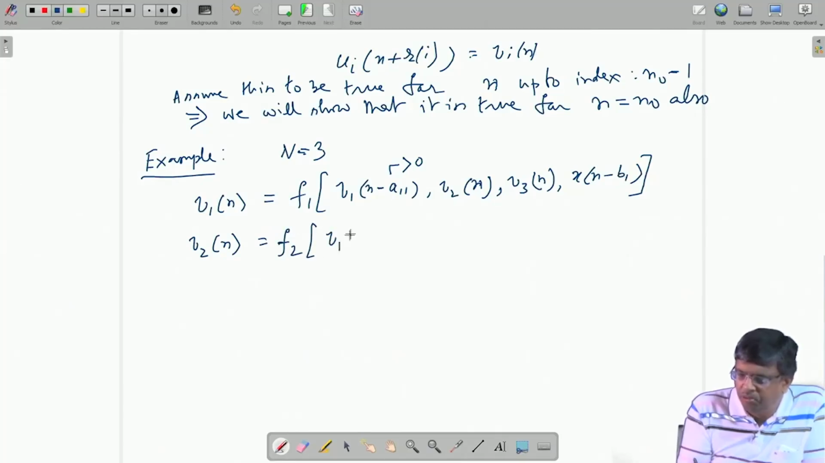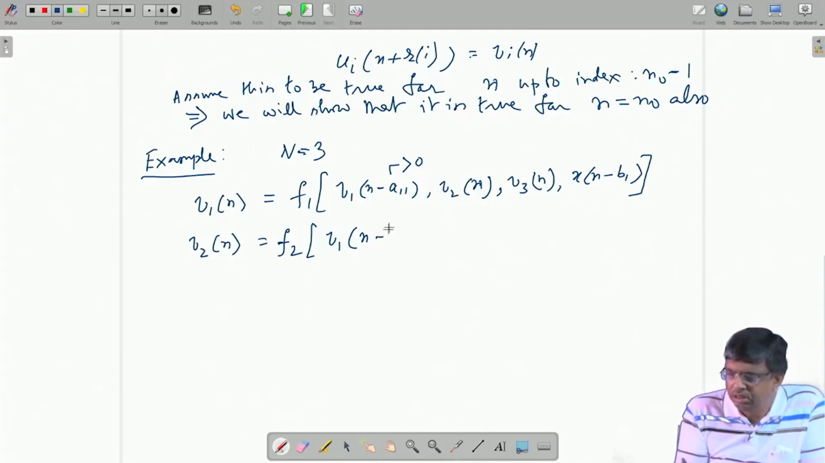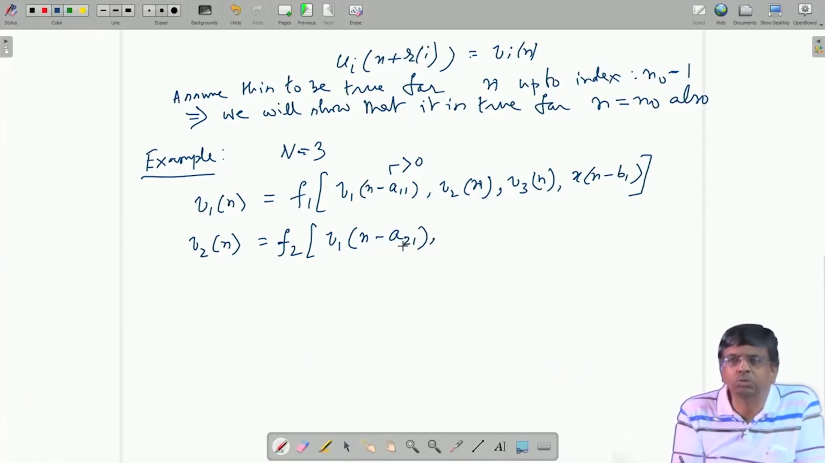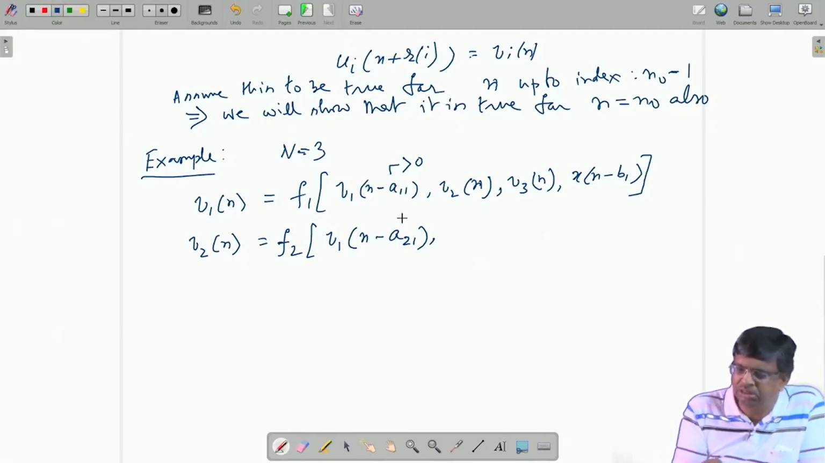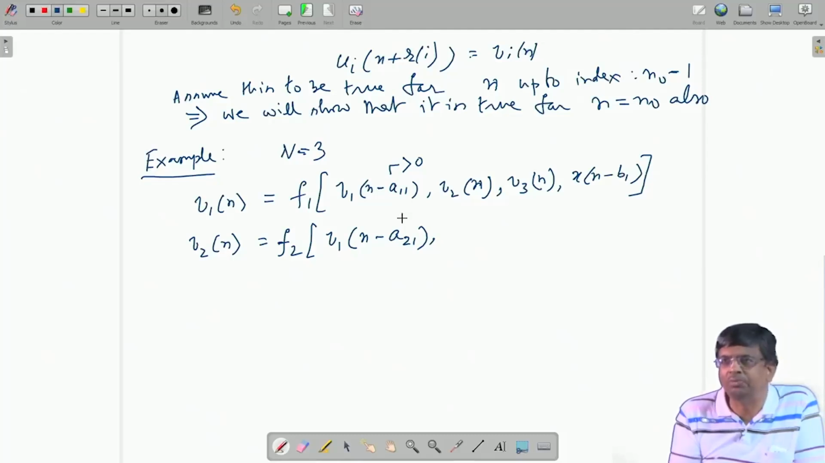F2 V1 n minus A, now destination is 2, source is 1, so it will be A21. It has to be positive, because V1n depended on V2n, same cycle. If V2n depends on V1n, that is if A21 is 0, that will mean V1n is a function of V2n, V2n is a function of V1n, which means V1n is a function of V1n, which as I told you is not possible, absurd. That is current cycle node output depending on the same node output. You cannot do that, that is absurd.